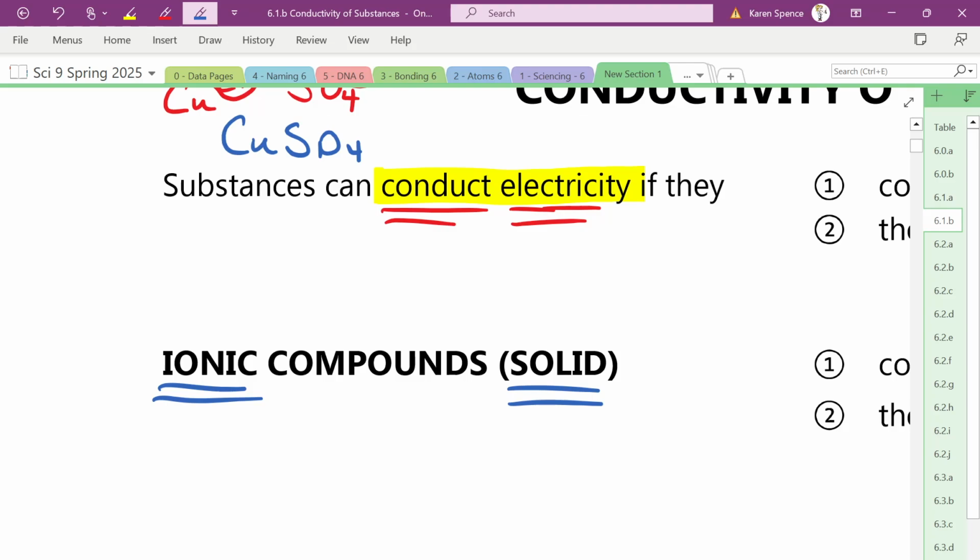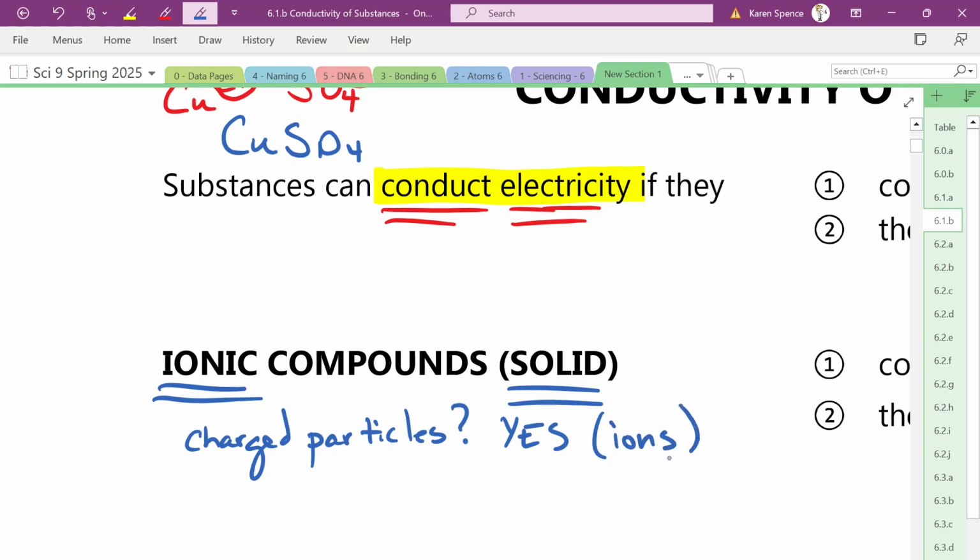So I'm going to ask you the two questions. Does it have charged particles? Does an ionic compound have charged particles? Yes. What are they? What are the charged particles in an ionic compound? Ions. Can those charged particles move?